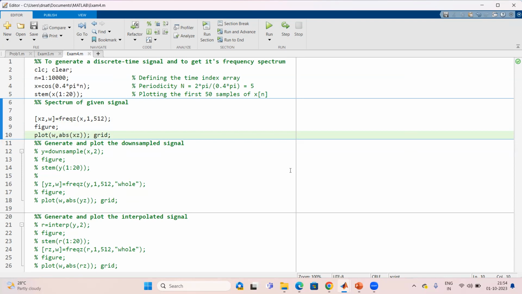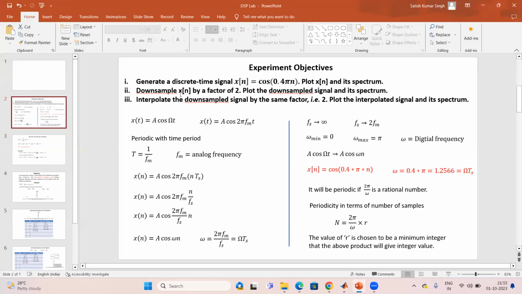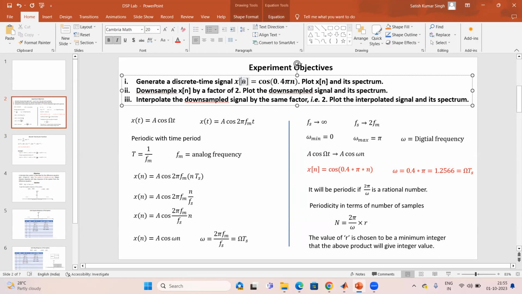That was the first objective, and now we have to go for our second objective. What does the second objective say? We have to downsample x by a factor of 2. First of all, let us try to understand what downsampling is. Normally in downsampling, whatever the sampling frequency of your original signal is, we reduce the sampling frequency by a factor of 2 and then obtain the samples. This is the meaning of downsampling.